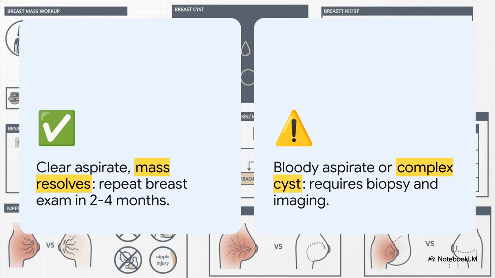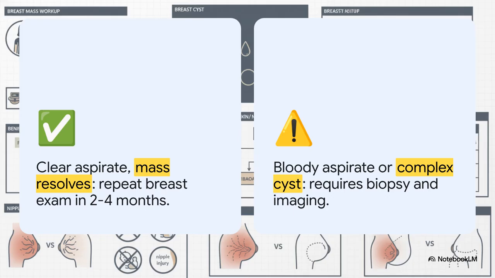Let's contrast simple cyst follow-up scenarios. A clear aspirate with mass resolution just requires a repeat breast exam in 2 to 4 months, versus a bloody aspirate, persistent mass, or complex cyst, which demands an immediate biopsy and additional imaging. If you draw out clear fluid and the mass completely resolves, your job isn't completely done. You still need to repeat that exam in a few months because cystic fluid can reaccumulate.